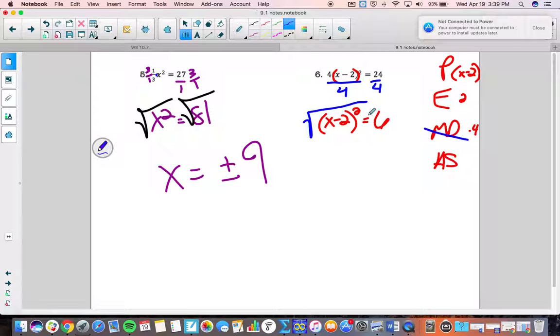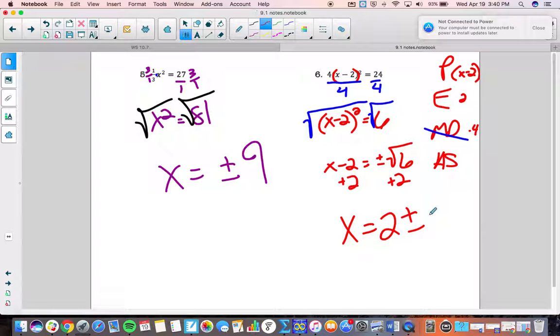Then we undo squaring by square rooting. Now I'm going to actually leave this exact for a little while. So I have x minus 2 equals, remember that square rooting makes a plus or minus square root of 6. And then last but not least, undo subtracting now by adding 2. So our final answer is going to be x equals a positive 2 plus or minus the square root of 6. There is our 2 answers. I can take 2 plus the square root of 6, and that's one solution, and 2 minus the square root of 6 gives me the other solution. Bada bing, bada boom. There's our exact answer.